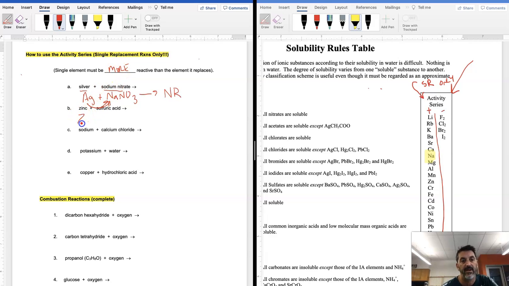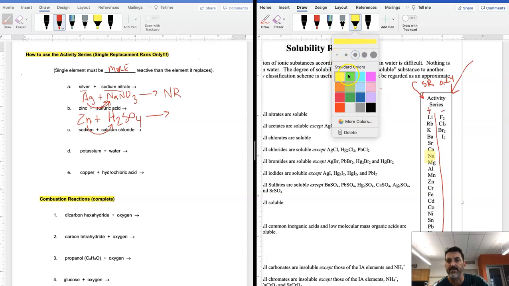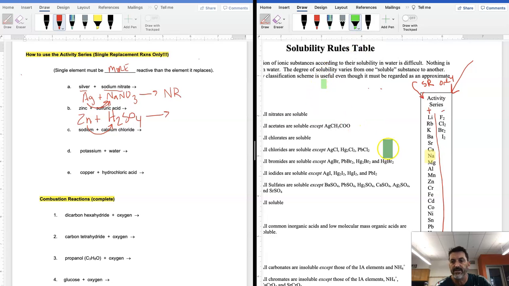So let's look at another one. Zinc plus sulfuric acid, H2SO4. And I want to know, can zinc come in and replace the hydrogen? I know zinc is going to try and kick out hydrogen because zinc is positive and hydrogen's positive. So I want to know, can this zinc come in and kick out the hydrogen and bond to the sulfate? Again, if I go over to my activity series and I pull up my highlighter, let's use a different color now. Okay, so let's use green. So zinc is here and hydrogen is here.